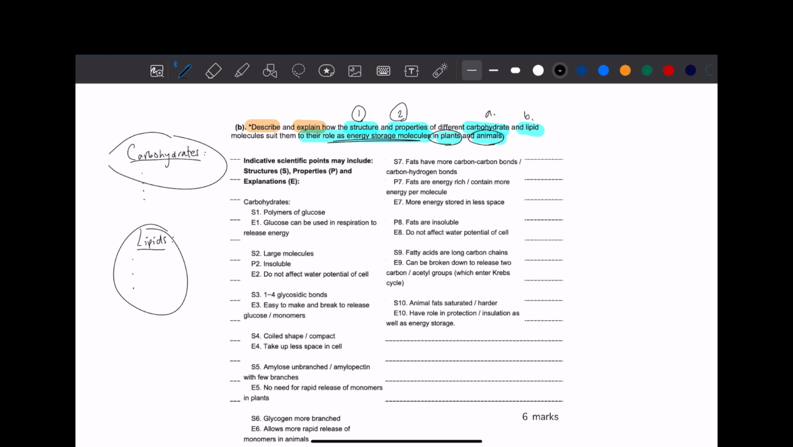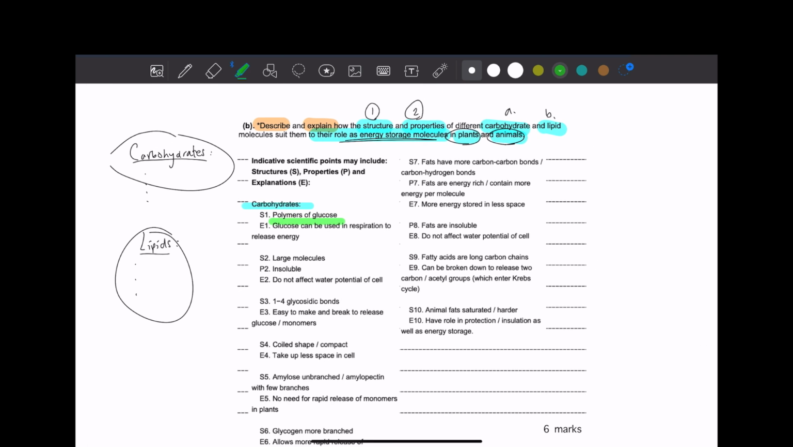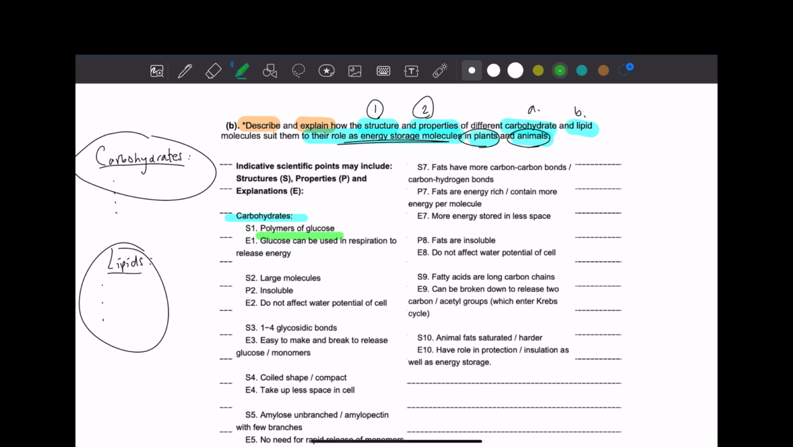So if we look at carbohydrates, it has the likes of polymers of glucose. Did you know that? Oh gosh, that's crazy. It's so obvious. Come on, we all know it's polymers of glucose, but are you going to write it? That's why I tell you guys, state the obvious points. Next thing, glucose can be used in respiration to release energy. Yeah, it's a large molecule. You bet it is. Insoluble.